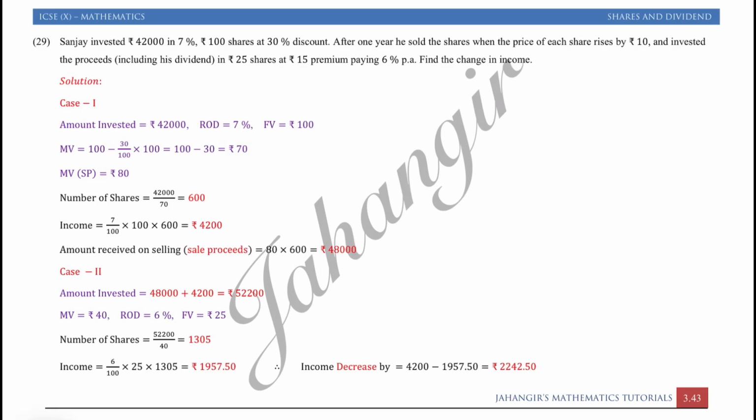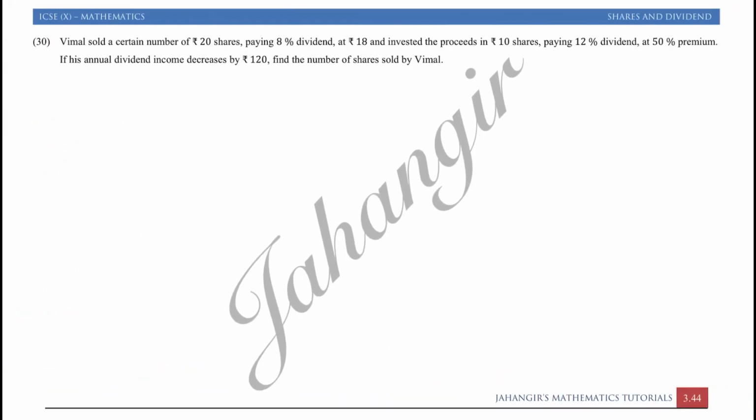Go through this question, this pattern. Question number 30. Vimal sold a certain number of rupees 20 shares paying 8% dividend at rupees 18 and invested the proceeds in rupees 10 shares paying 12% dividend at 50% premium. If his annual dividend income decreases by rupees 120, then find the number of shares sold by Vimal.